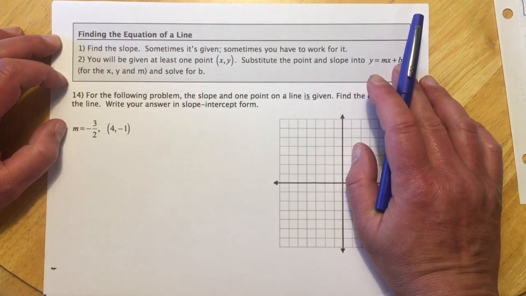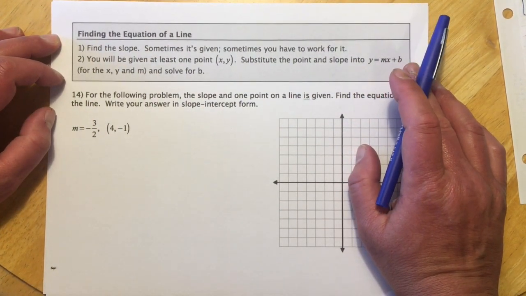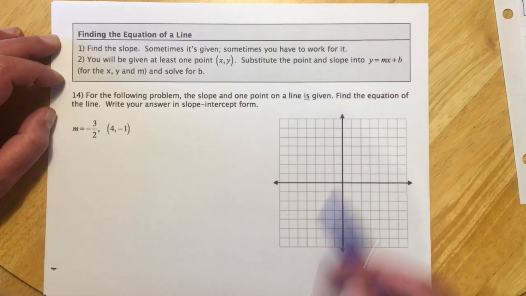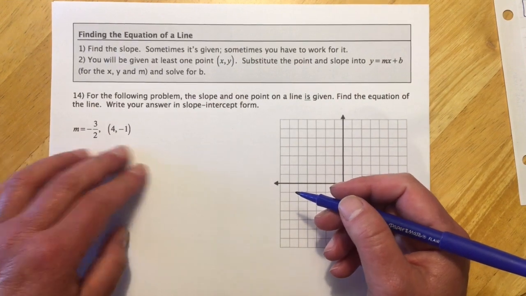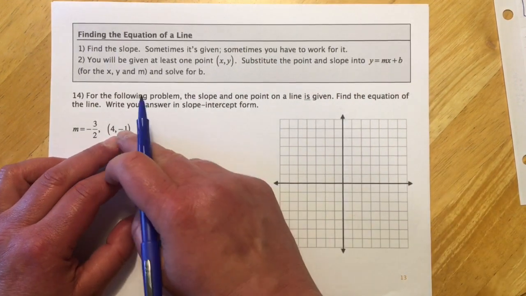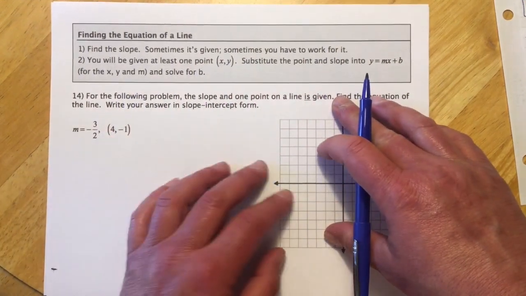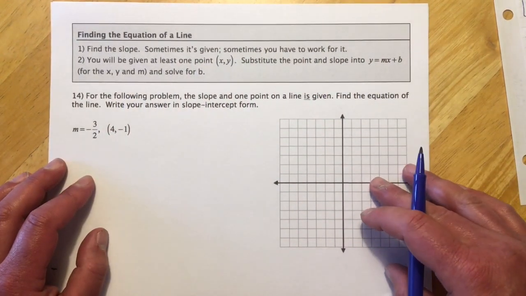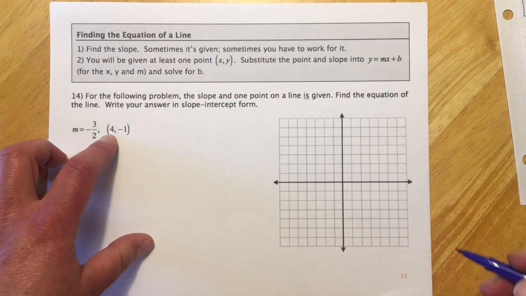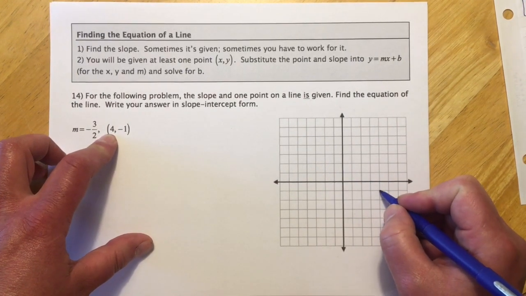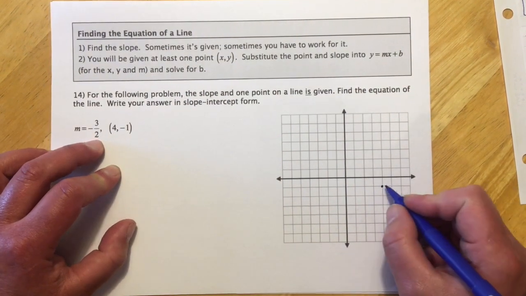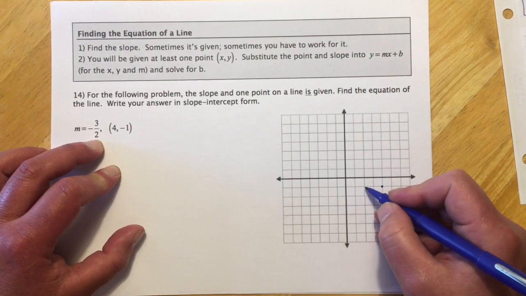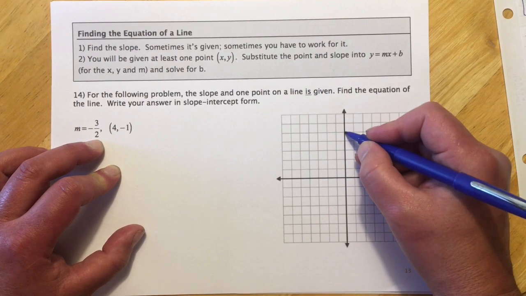Number 14, we have, for the following problem, the slope and one point are given. Find the equation of the line, write your answer in slope-intercept form, and then graph. So, graphing, and let me point out here, because I think I do this on the exam too, you don't even need the equation to graph this. And what's nice about graphing it this way is that when you do solve your equation, you have a double check with the graph. So if x is 4, 1, 2, 3, 4, y is -1. And then this has a slope of -3/2. So it's going to run 2 and drop 3. So I could go backwards 2 and up 3, backwards 2 and up 3.